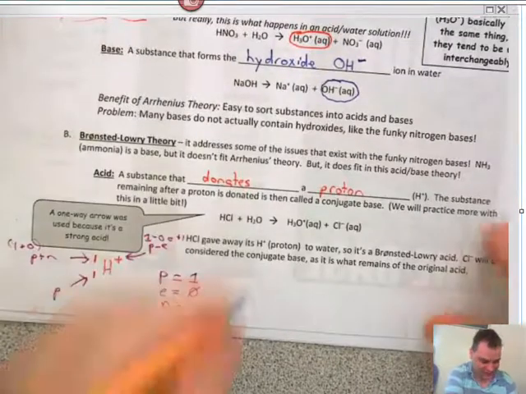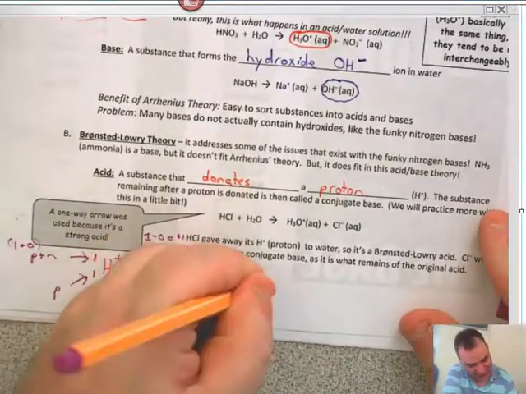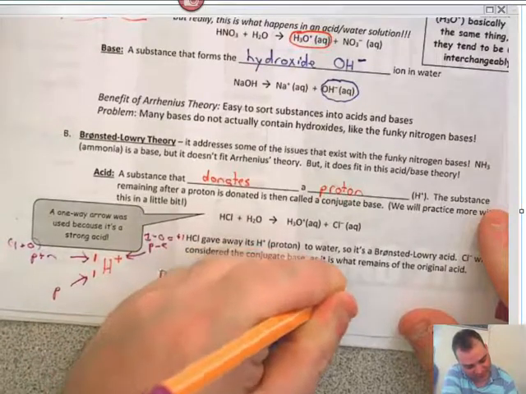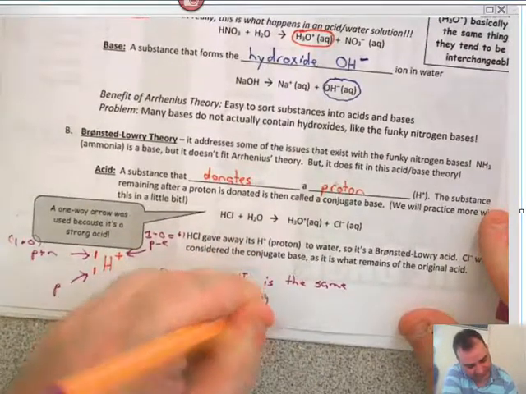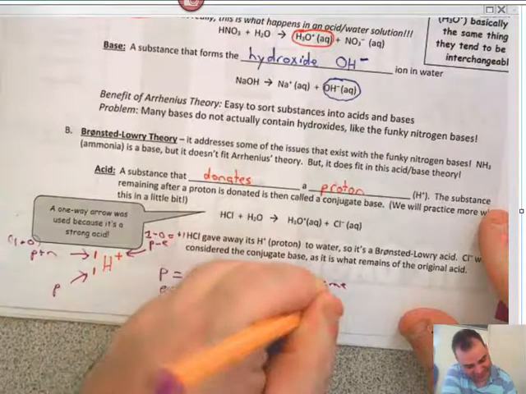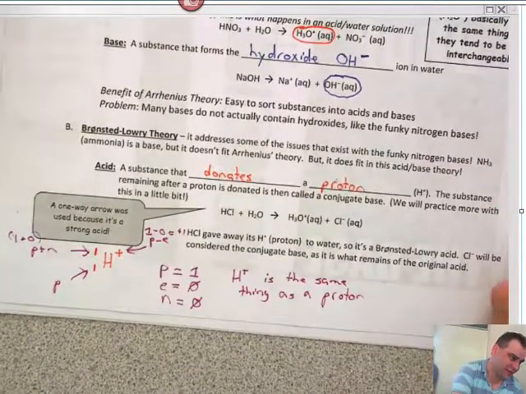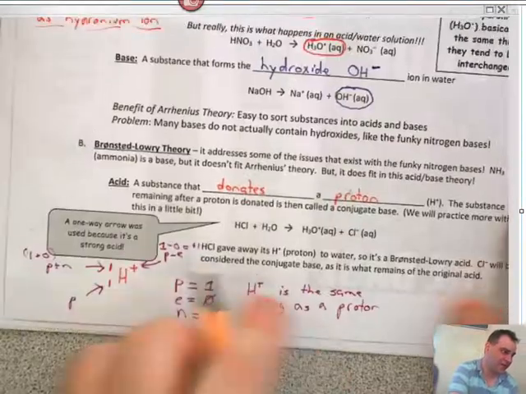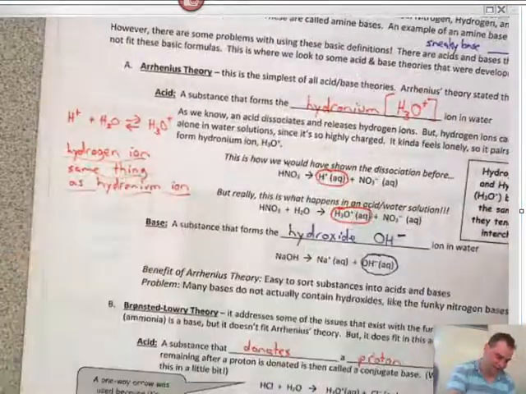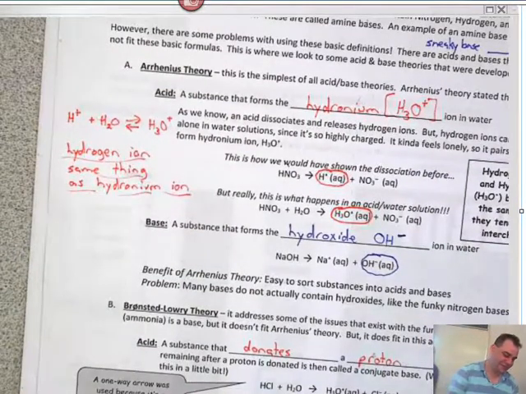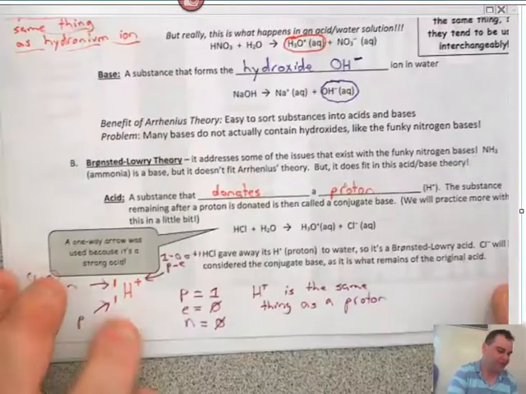So what I'm telling you is the H plus is the same thing as a proton, which acids are proton donors. And remember, H plus is the same thing as H3O plus. They're all the same thing, because H pluses just don't exist by themselves. They're always in water. Okay, going on.